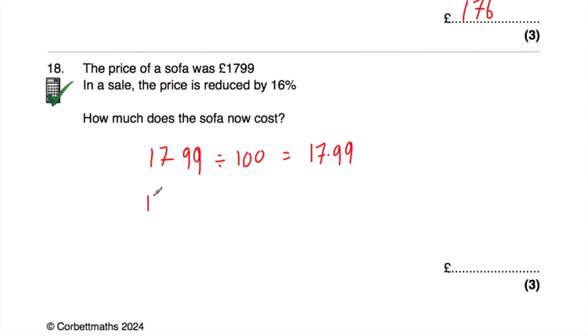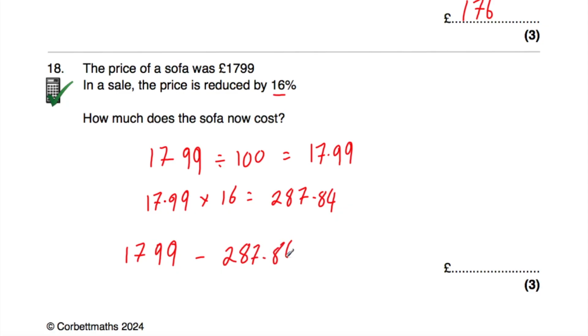And then if we take that £17.99, that 1%, and times by 16, we can find out what 16% is. So £17.99 multiplied by 16 is equal to £287.84. So that's how much the price of the sofa is reduced by. So if we take the original price of the sofa, the £1,799, and we subtract £287.84, what's left will be the sale price of the sofa.